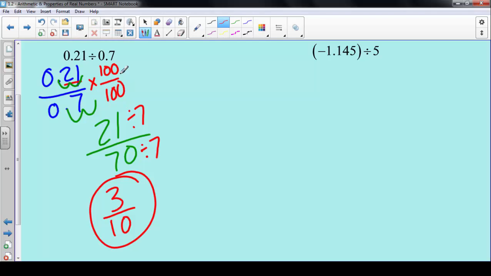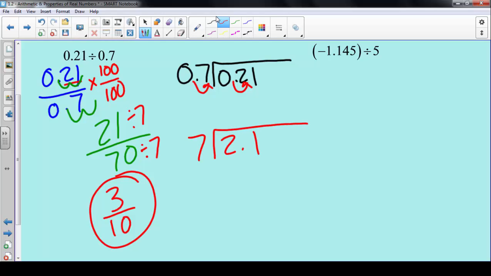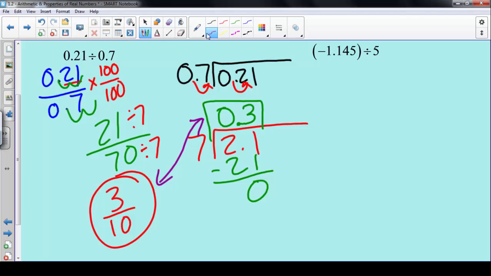If we wanted to do this with long division, the 0.7, so we've got 0.21 divided by the 0.7. So what we can do, we don't want any decimals out front, so we can move this decimal 1 spot, but we gotta do it to here too. Seven does not go into 2, but it does go into 21 3 times. 3 times 7 is 21. When we subtract, we're left with no remainder. So it's 0.3. And I don't care whether you have this answer or that answer, they're the same thing. Just one's a fraction, one's a decimal.